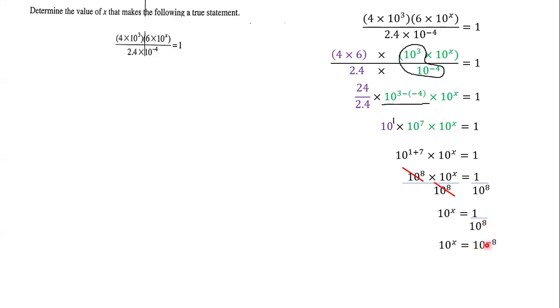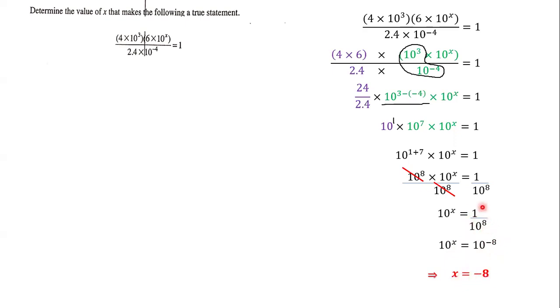Next, what we do is we express 1 over 10 to the power of 8 as 10 to the power of -8. And that's because 10 to the power of -8 is equal to 1 all over 10 to the power of 8. So we have 10 to the power of x is equal to 10 to the power of -8. Now we have the same base here. So once we have the same base, the powers are equal. And so that means that x here is going to be equal to -8. And so that's our answer here. X is equal to -8.